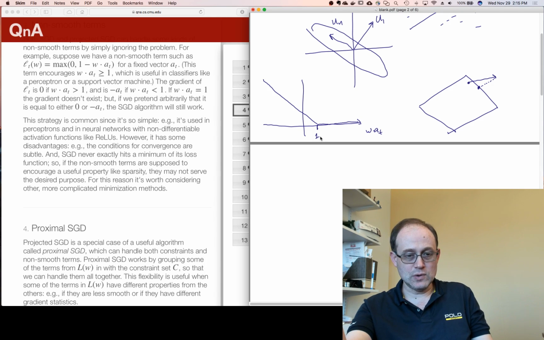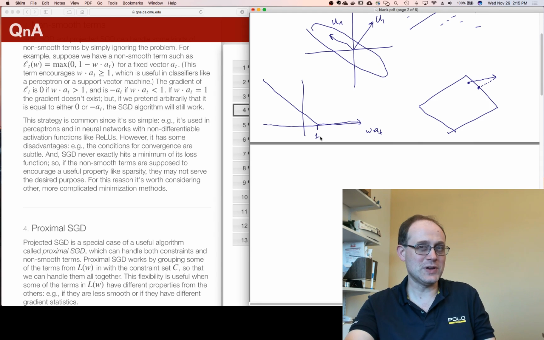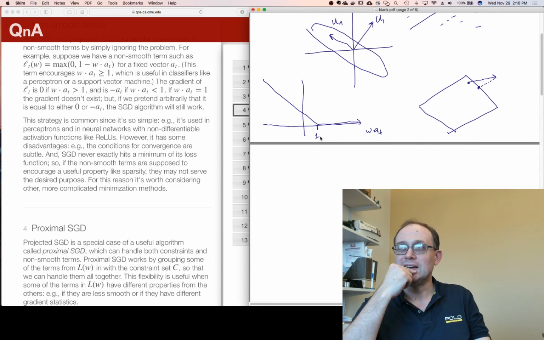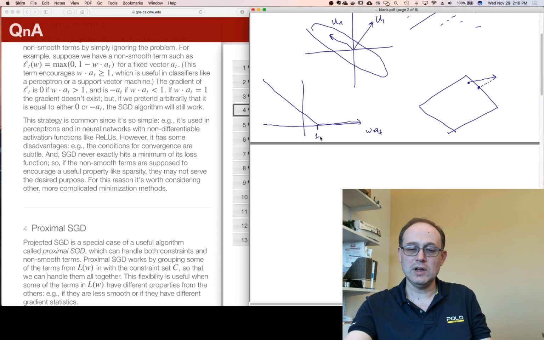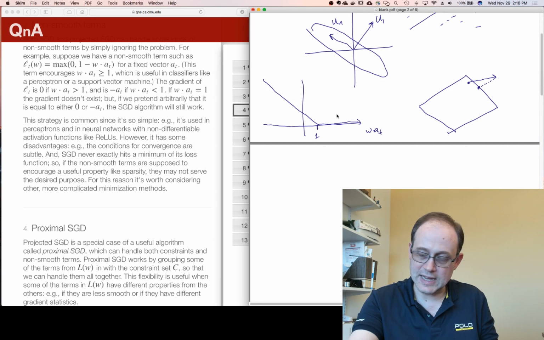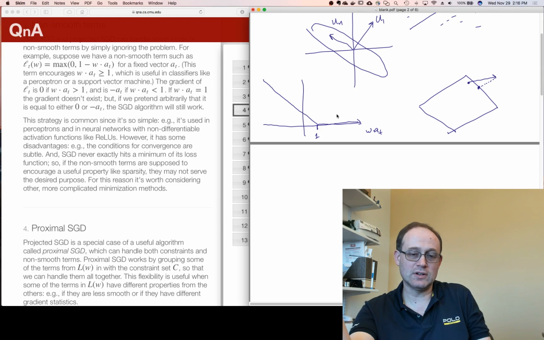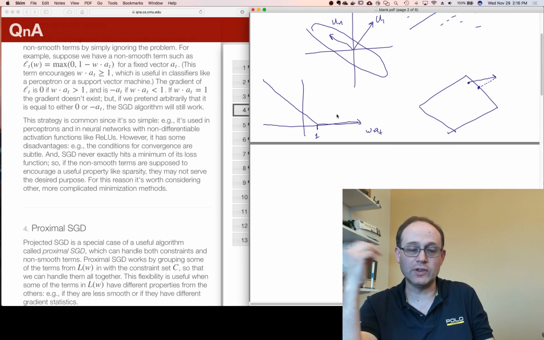Okay, so if you have a term like that, you can differentiate it almost everywhere. And so what you'll do is just run stochastic gradient descent and hope that you don't hit a place where you can't compute the gradient. And actually, it's fine if you do, right? There's sort of two gradients at this point: the gradient on the left side and the gradient on the right side. And so if you hit that point, you're actually fine. You can use either one of those gradients.